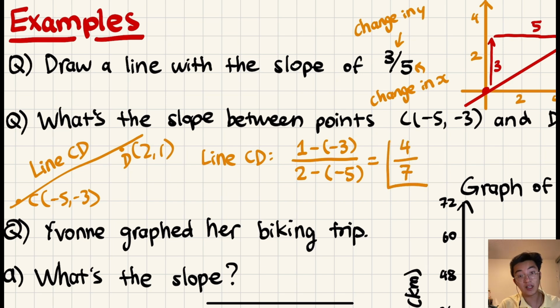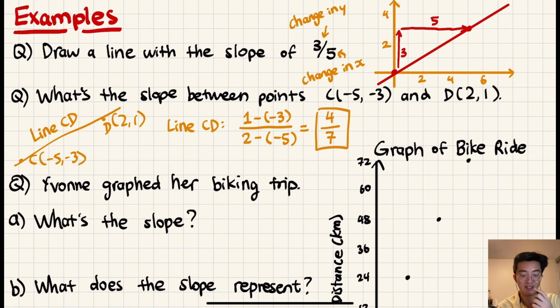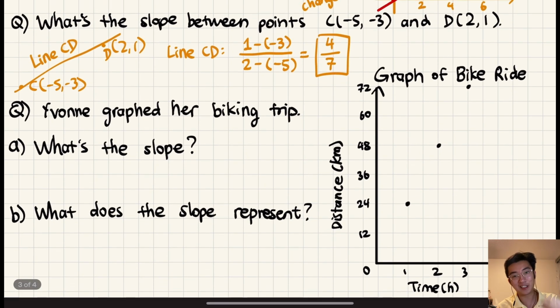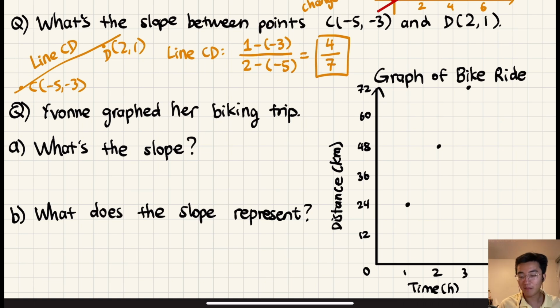2 minus negative 5 is just 2 plus 5, getting us 7. So the slope of this line CD is 4 over 7. So the slope between the points C and D is just 4 over 7, right? So again, you can see this is a lot faster than actually graphing it out, right? So now, what does the slope actually mean? What does it even tell us?